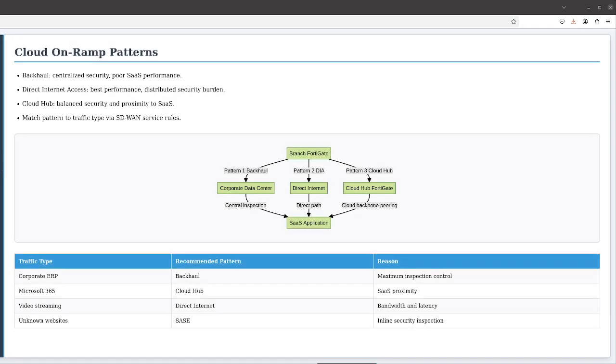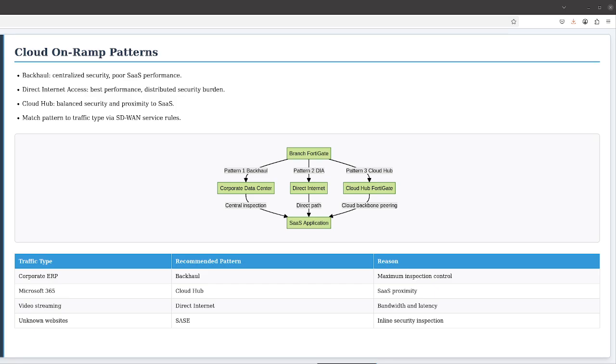Cloud on-ramp patterns. Let me walk you through this cloud on-ramp pattern diagram. Cloud on-ramp refers to how branch traffic enters the cloud, and it is one of the most important decisions in modern SD-WAN design. The wrong on-ramp pattern leads to traffic tromboning, poor performance, and high egress costs. The diagram shows three distinct on-ramp patterns for a branch office that needs to reach a software-as-a-service application such as Microsoft 365. Pattern 1 is backhaul to data center.